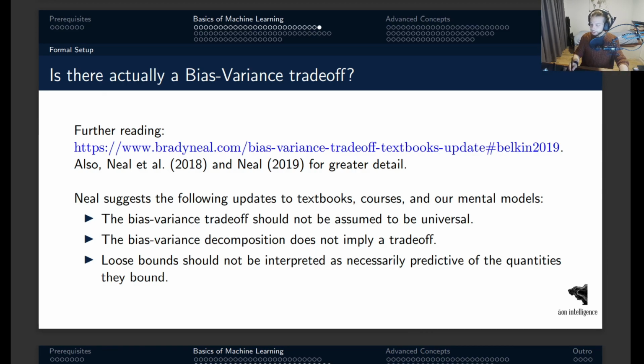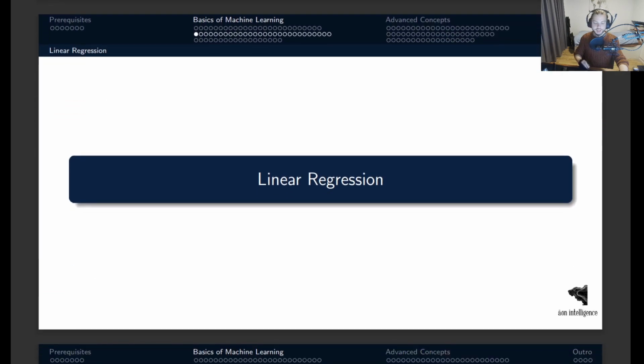But excellent, we finished this first section of actual content. And next time, we'll delve into linear regression.